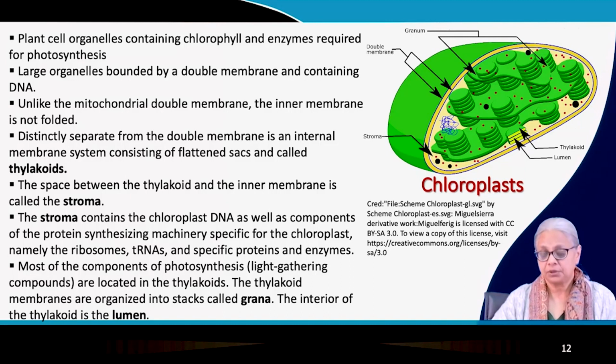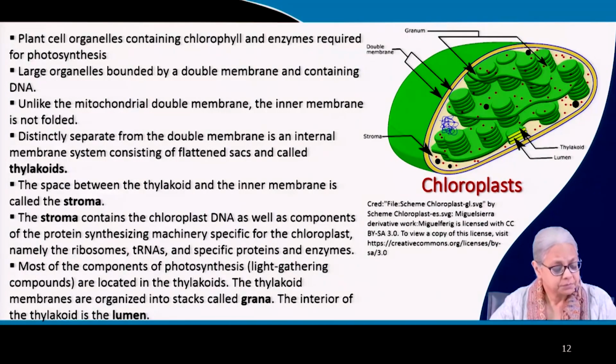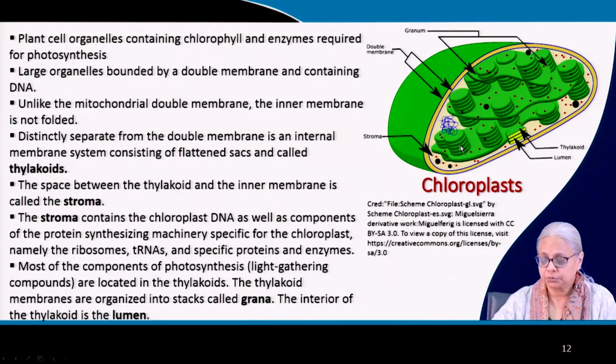Distinctly separate from the double membrane is an internal membrane which contains flattened sacs. So you can see these flattened sacs, and these are called thylakoids. So these are the thylakoids, they're literally flattened sacs. The space between the thylakoid and the inner membrane is called the stroma. So this empty space in light yellow color is the stroma.